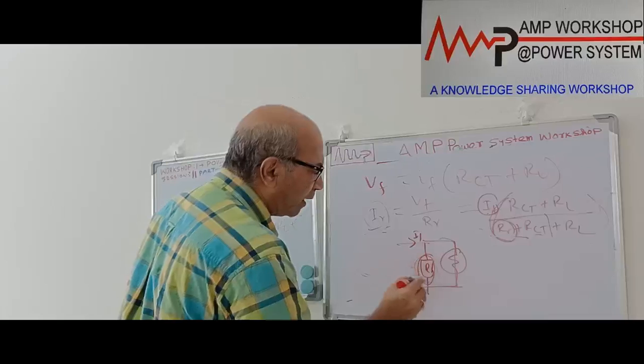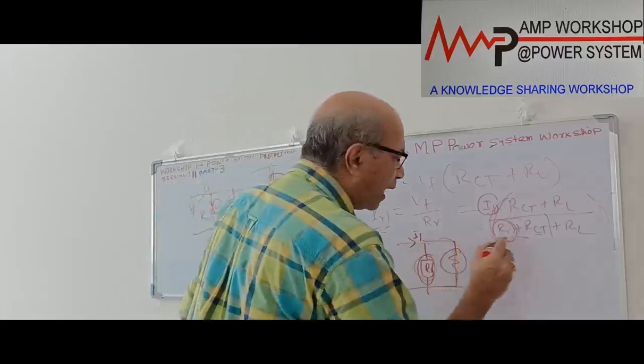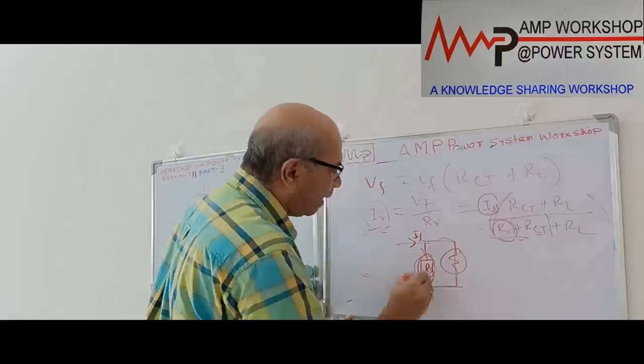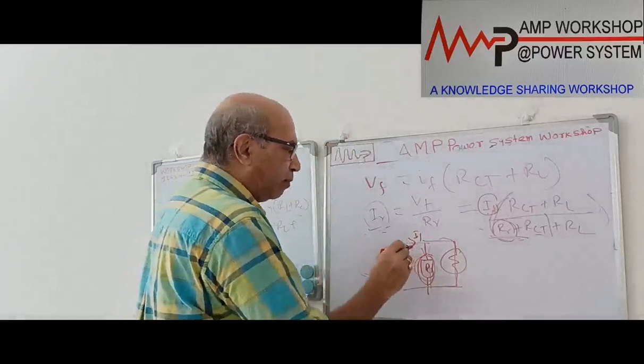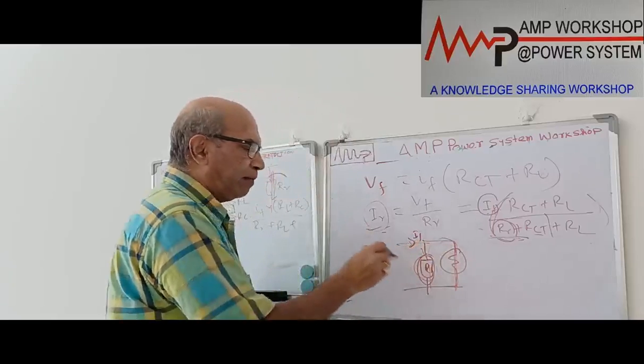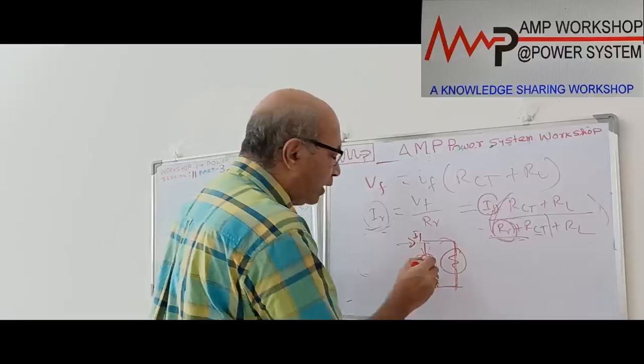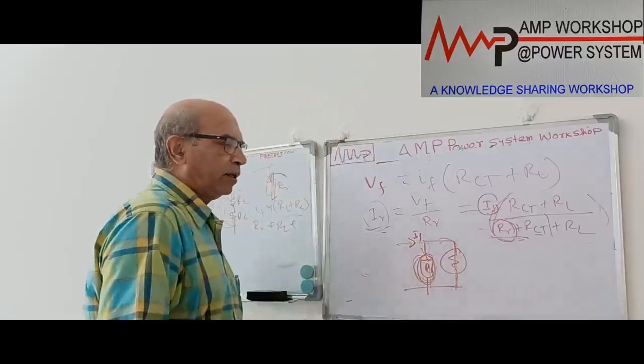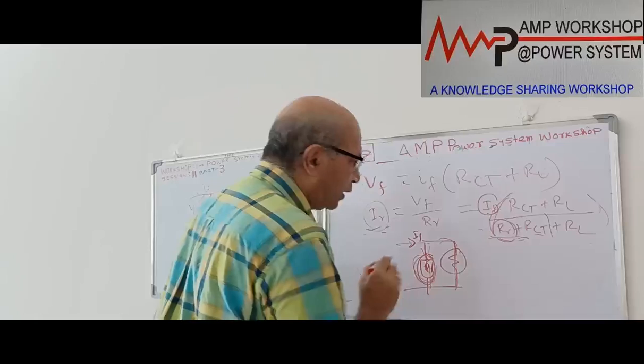If we make the relay path more impedance, if we increase RR, then the current through the relay path will be reduced, and that means most of the fault current under mismatch condition will pass through this. So that is the purpose of this. To do this, we have to increase the impedance of the relay path. So how do we do that? We can add some additional resistance.